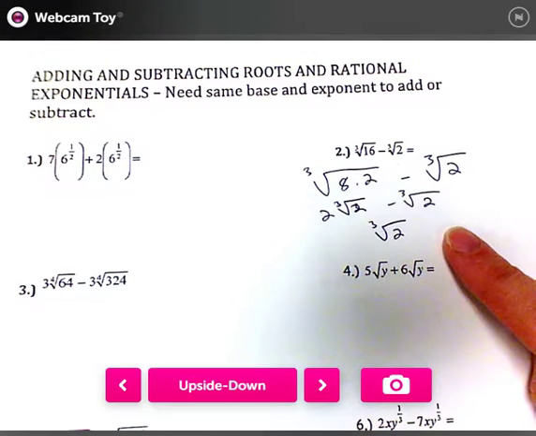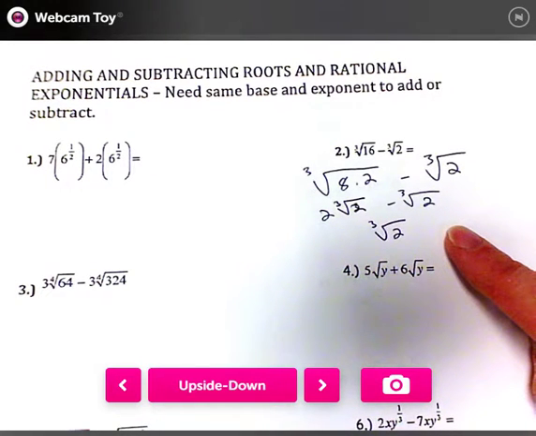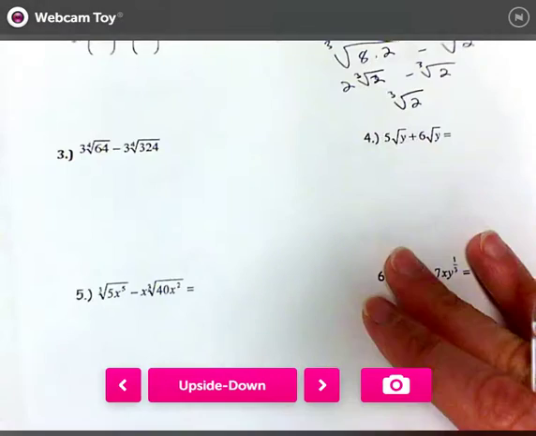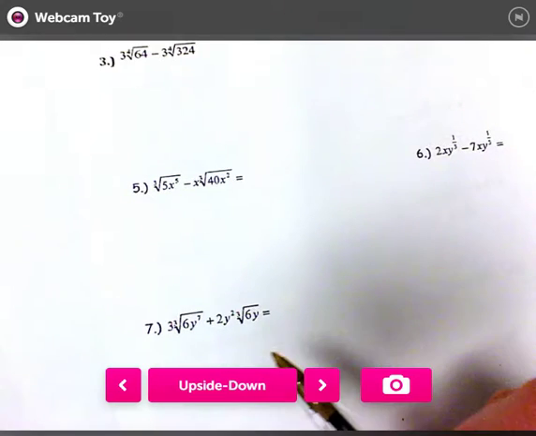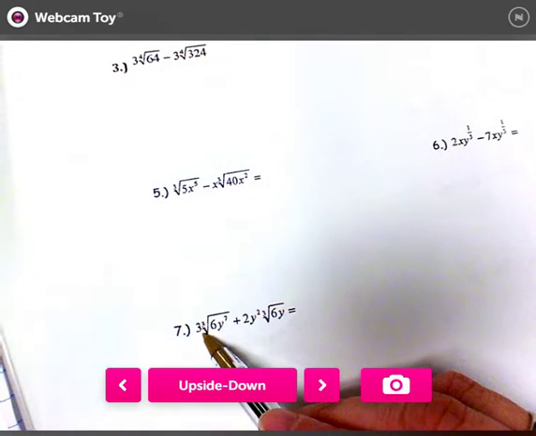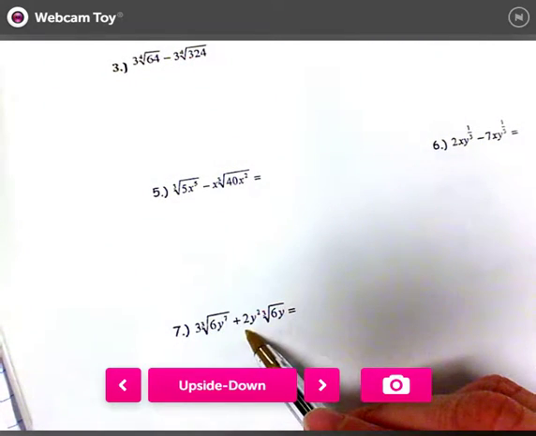Questions, comments, concerns about that? Okay. I would like to do one more of these. Is there any that you're looking at that you would like to try? No. You don't want to do 3 or 5 or 7? You want to do 7? Okay. 7, we've got a 3, and then it's the third root of 6y to the 7th plus 2y squared times the third root of 6y.